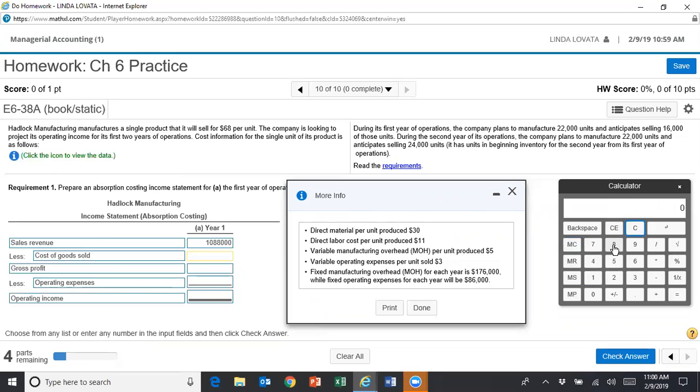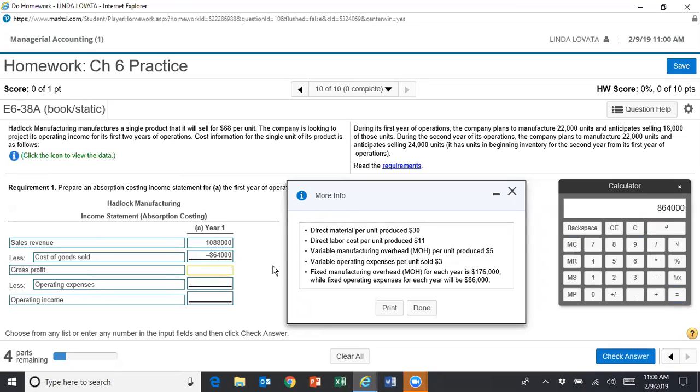So for my cost of goods sold, I got that $8 fixed cost, $30 in materials, $11 in labor, and I know I always said you always had 3, but now you've got 4 because your variable's a little different. So I got $54 per unit. That's what I can take times my 16,000. And that looks a little more reasonable. Again, I never know if you need the minus sign, but I don't get it taken off if I put it in there.